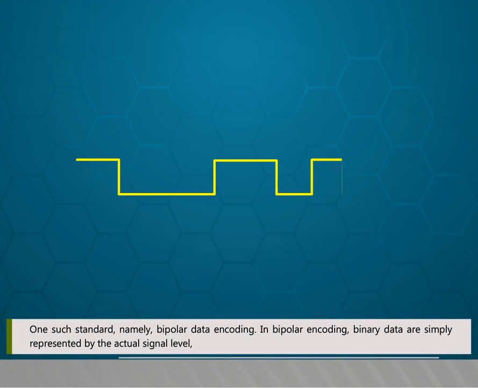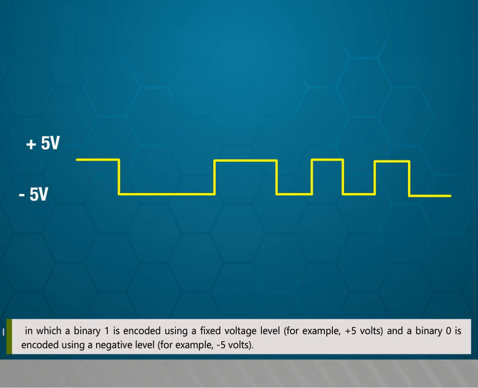In bipolar encoding, binary data are simply represented by the actual signal level, in which a binary 1 is encoded using a fixed voltage level, for example positive 5 volts, and a binary 0 is encoded using a negative level, for example negative 5 volts.